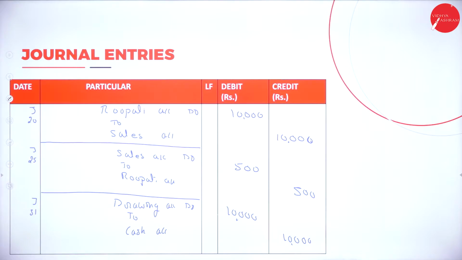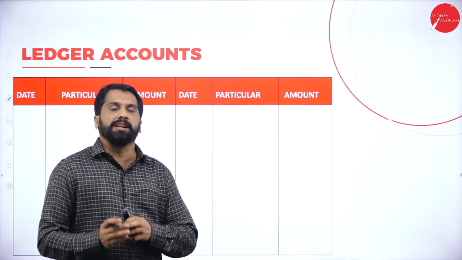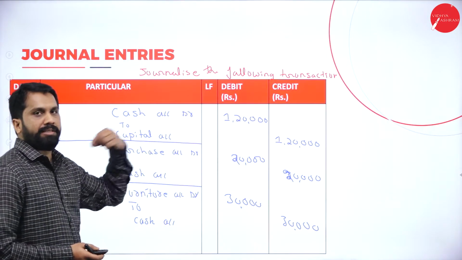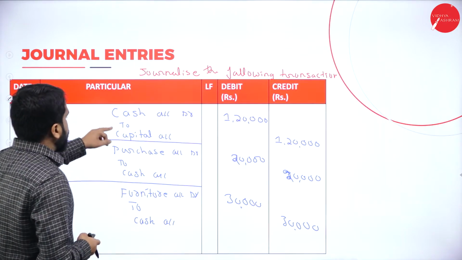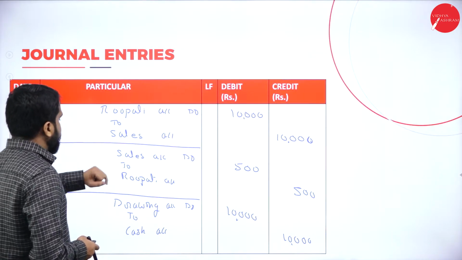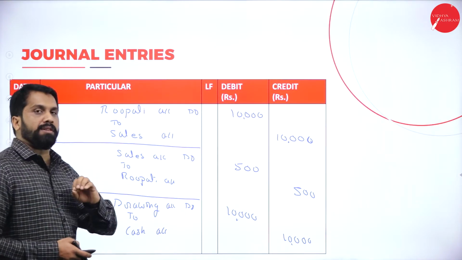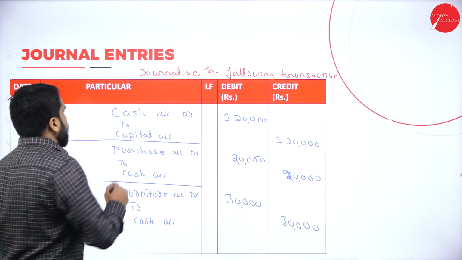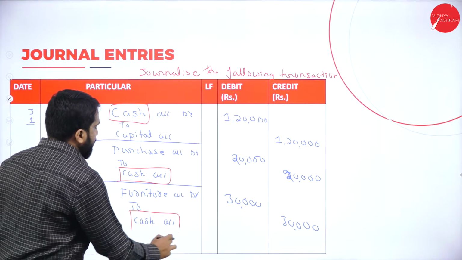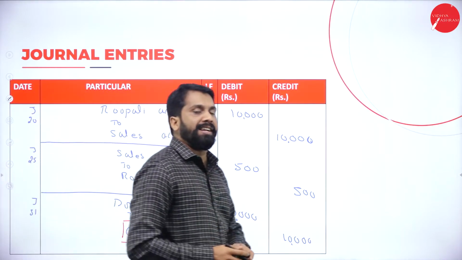So now we'll go to ledger account. How to prepare ledger account? What is ledger account? I explained you. See, in this, you have journal entry here. So here only you can understand. Cash to capital, purchase to cash, furniture to cash, Rupali sales, sales to Rupali, drawing to cash. Now, how many times we heard the word called cash? So almost cash one time, again cash second time, cash third time, here cash fourth time. Total there are 4 entries are there.